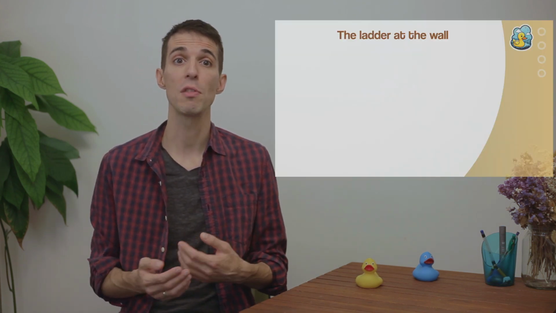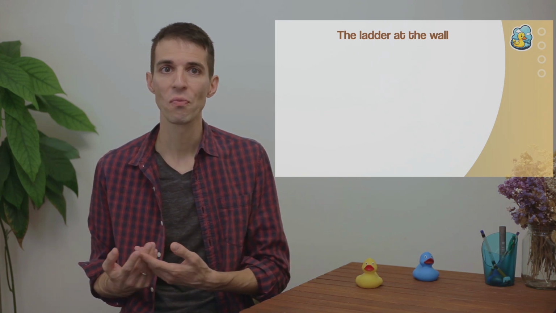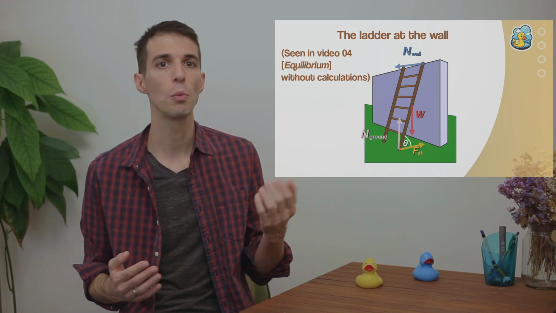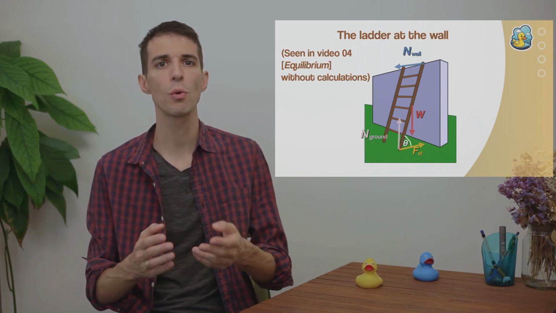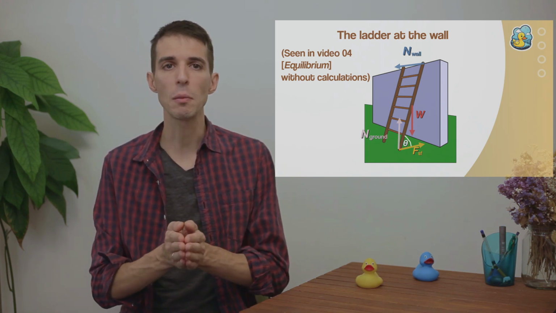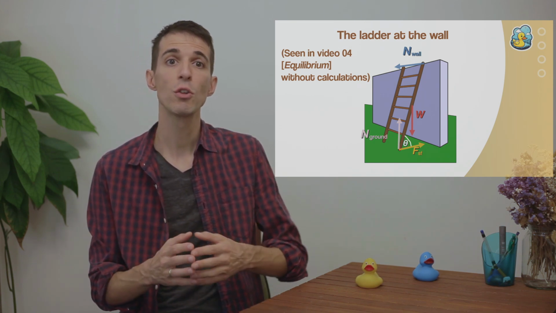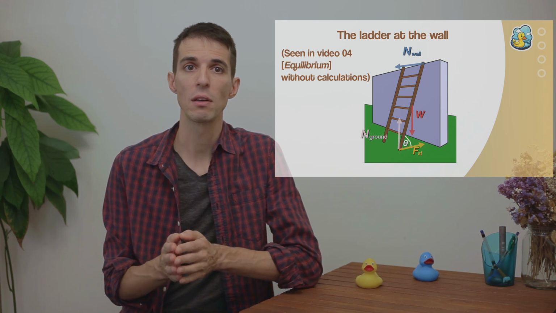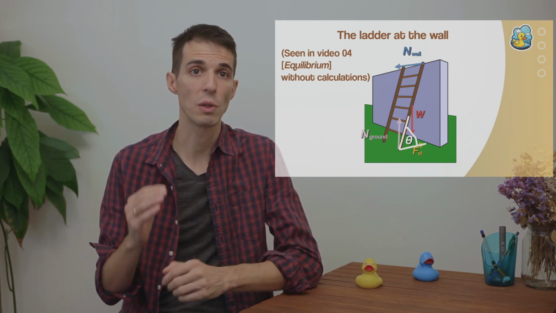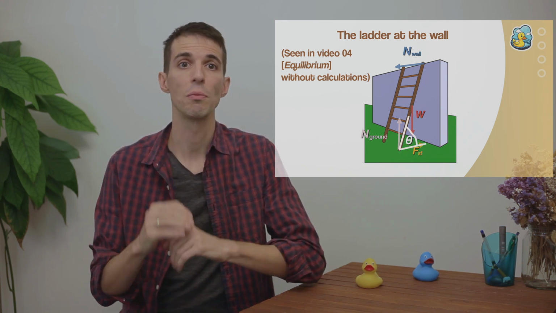Then, for our final problem, we bring out the ladder to the wall. Imagine a ladder leaning against a wall, touching the ground with a frictional surface. The question is, what's the minimum coefficient of static friction required to prevent the ladder from slipping, given a certain angle between the ladder and the ground?